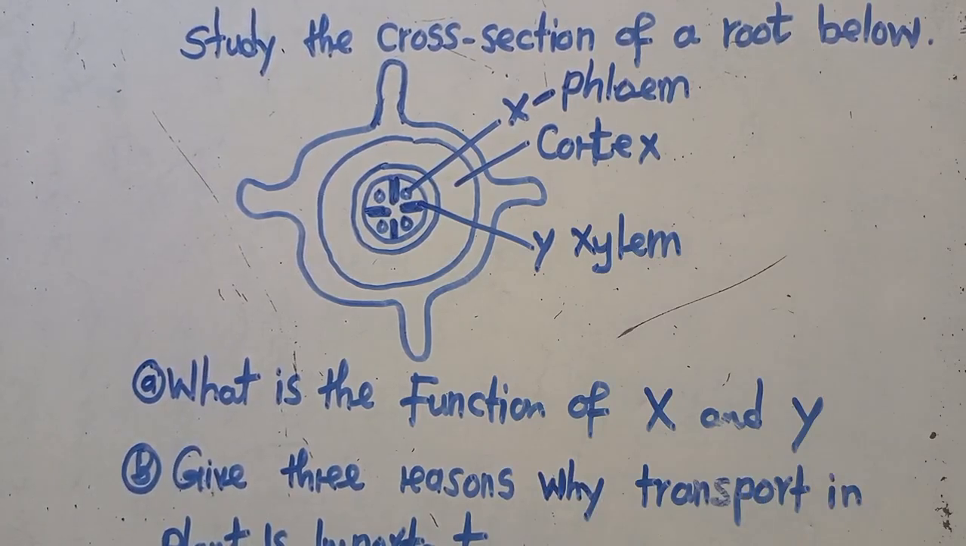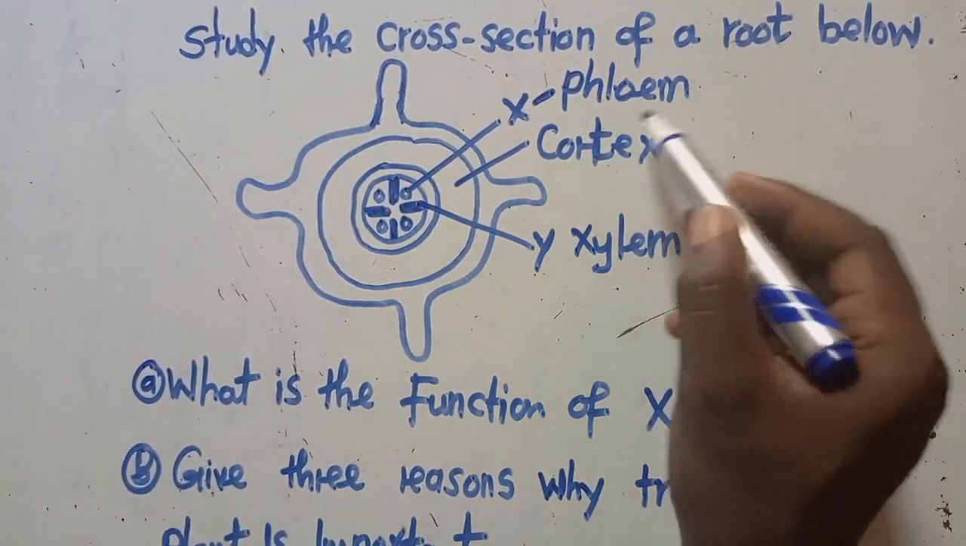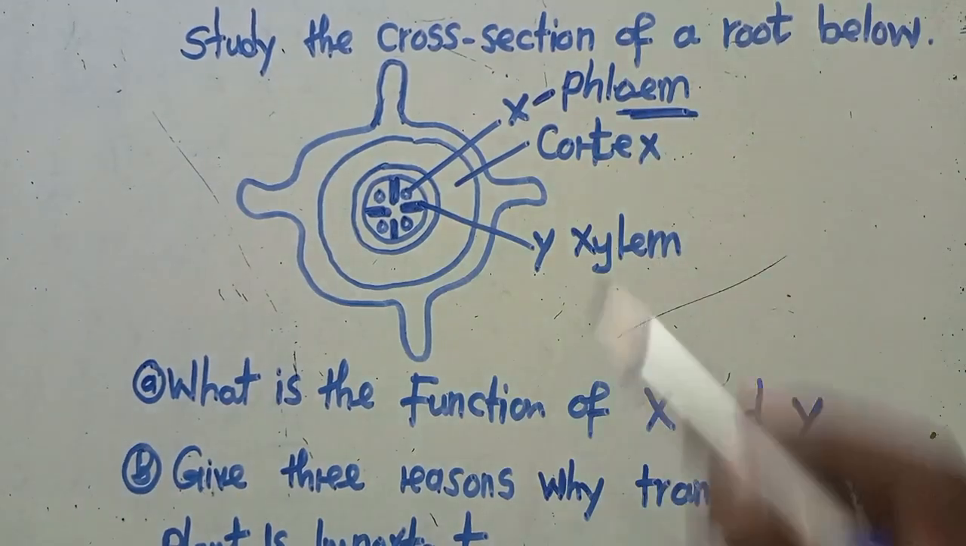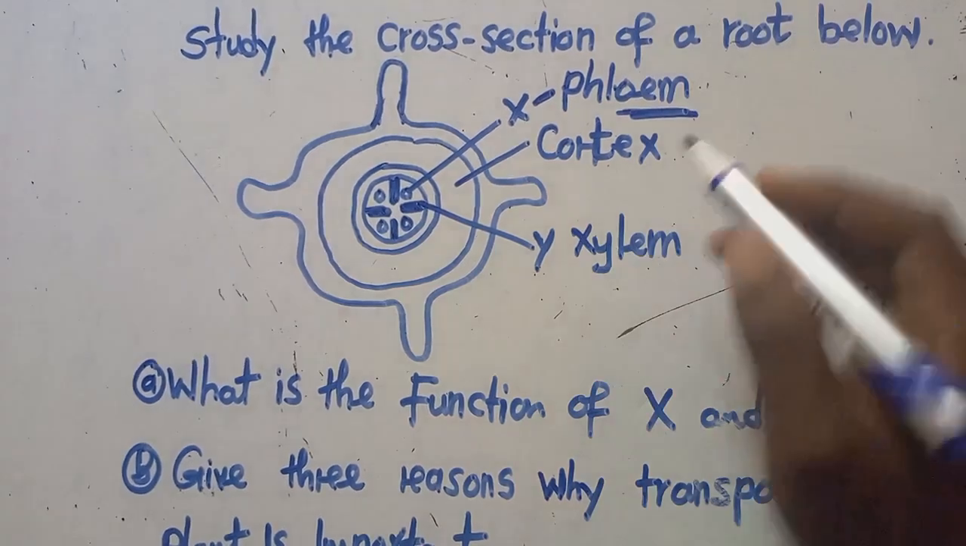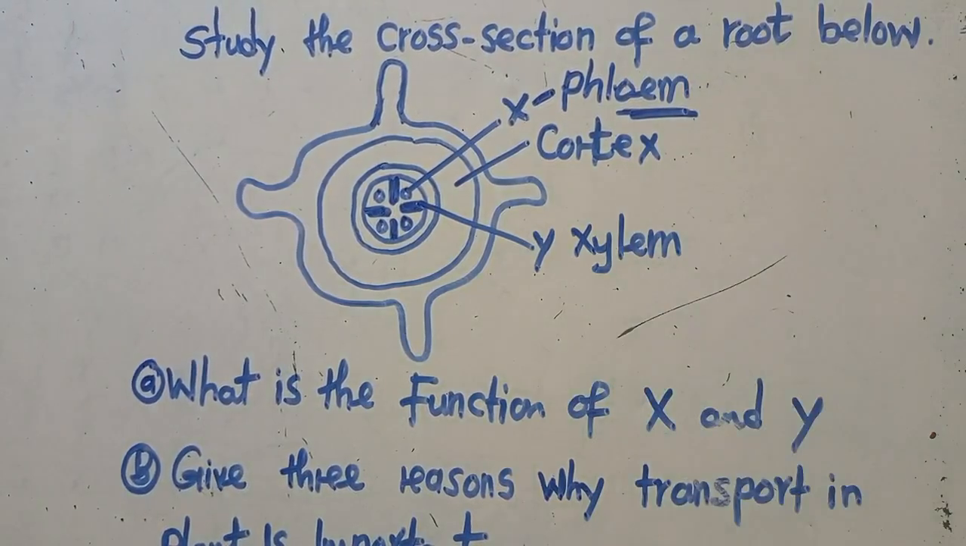They want us to give the function of the part labeled X. That is a phloem. The function of the phloem is to transport manufactured food from the leaves to the parts of the plant. The manufactured food is produced by the process called photosynthesis, and it is transported from the leaves to the parts of the plant by these phloem cells.